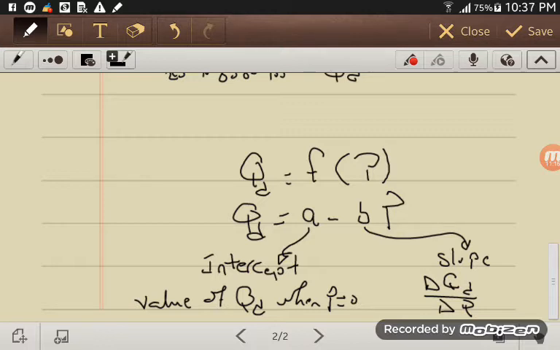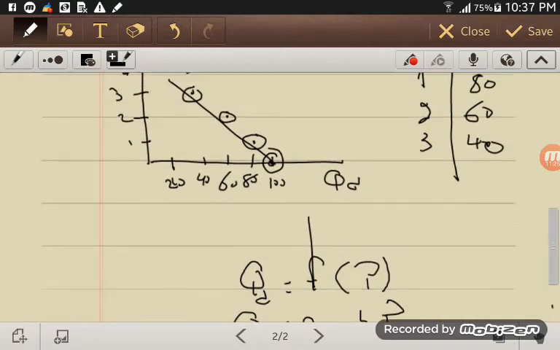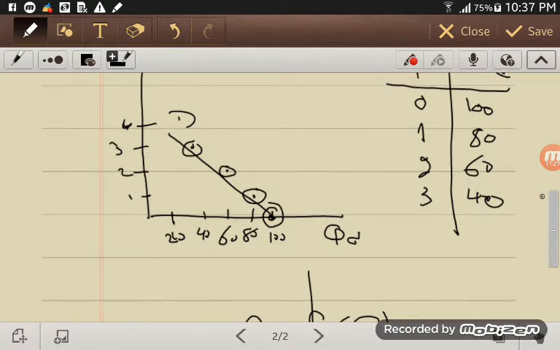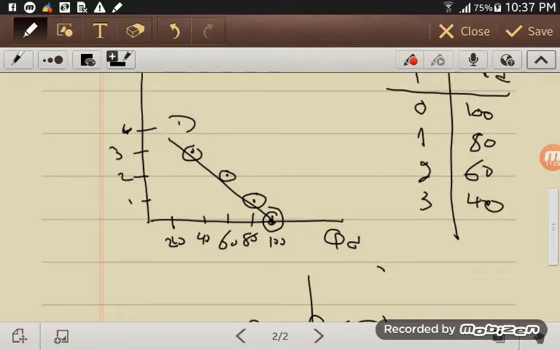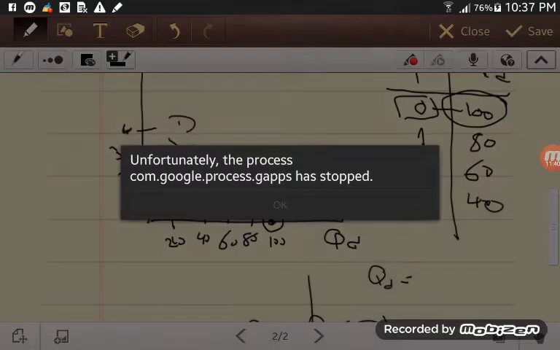So referring back to the demand schedule, we can write a demand function as QD equals A, as we said, the value of QD when price equals 0. When price equals 0, this is QD, so it's 100.